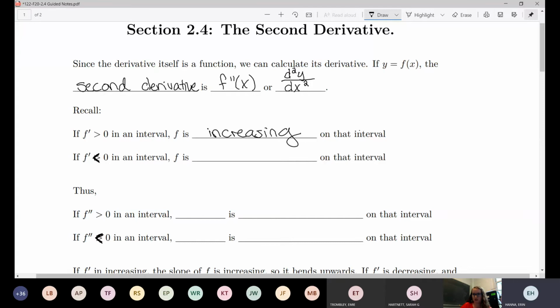And if your derivative was negative on an interval... If the derivative is positive, the original is increasing, and if the derivative was negative, the original is decreasing.